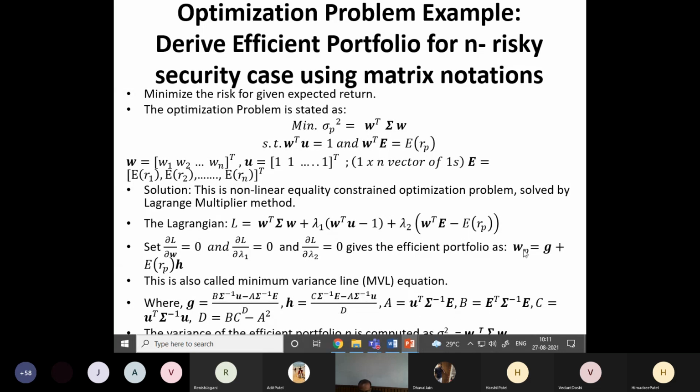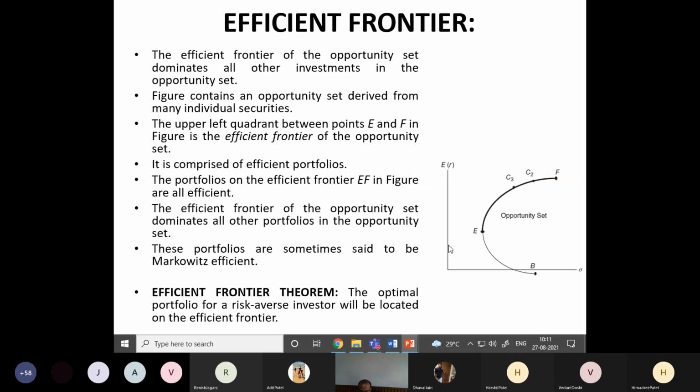And if you refer to this equation, it's a linear equation. The weight is related to the expected return by this linear equation: WP bar equal to G bar plus ERP into H bar. This G bar and H bar are vectors which we can calculate by using this equation. And if you substitute this WP in sigma P square, you get the risk corresponding to this particular weight. So if you have any specified ERP, you get a sigma P square. So for all other ERP you can calculate and you are able to know the efficient frontier.